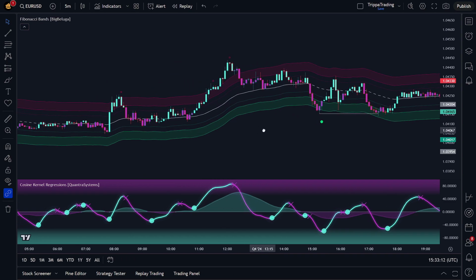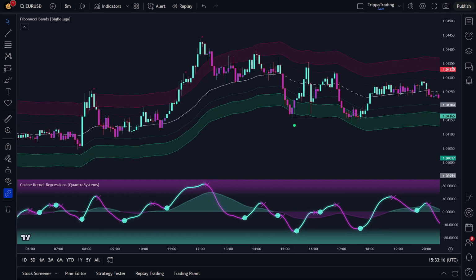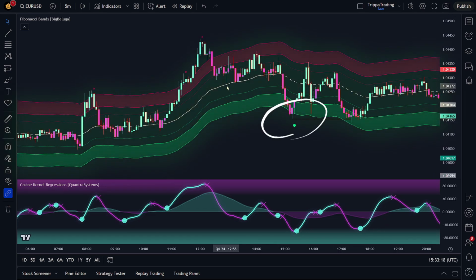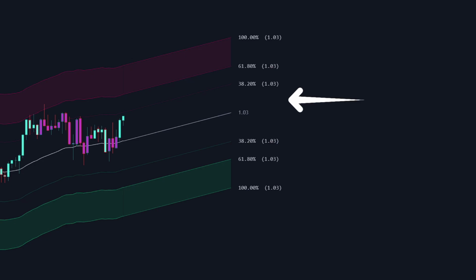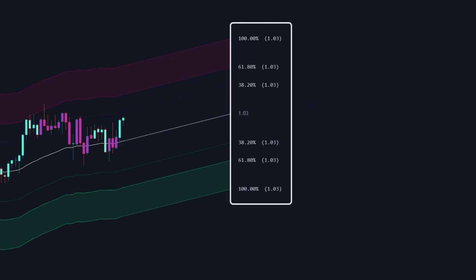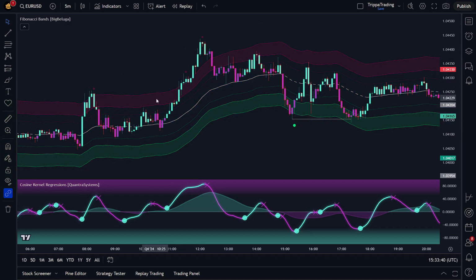The Fibonacci Bands, created by Big Beluga, is a unique indicator used in trading to identify potential support and resistance levels in the market. They're based on the Fibonacci sequence. I'm sure you all are aware of that. In short, these ratios are widely believed to represent key levels where prices are likely to react, either bouncing back or breaking through. Here's how to read this indicator.